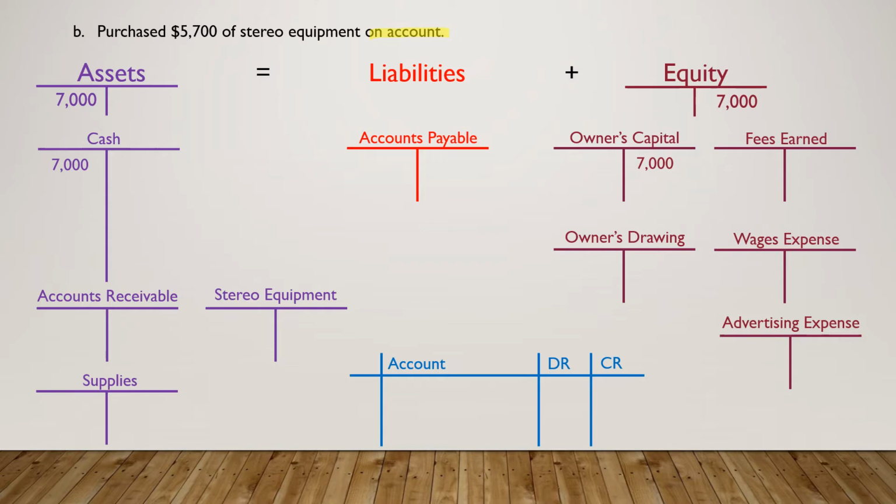Our journal entry consists of a debit to stereo equipment, increasing our assets, and a credit to accounts payable, increasing liabilities. The debit to stereo equipment goes to the debit column of the stereo equipment T account, and the credit to accounts payable goes in the credit column of the AP T account. Our accounting equation now has $12,700 in debits on the left side, which ties to the $7,000 credit in equity plus the $5,700 credit in liabilities.